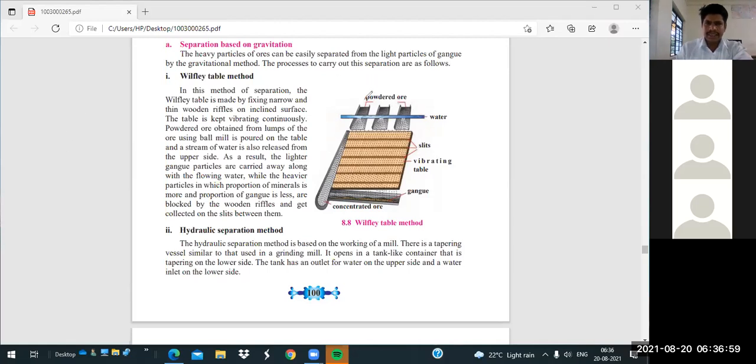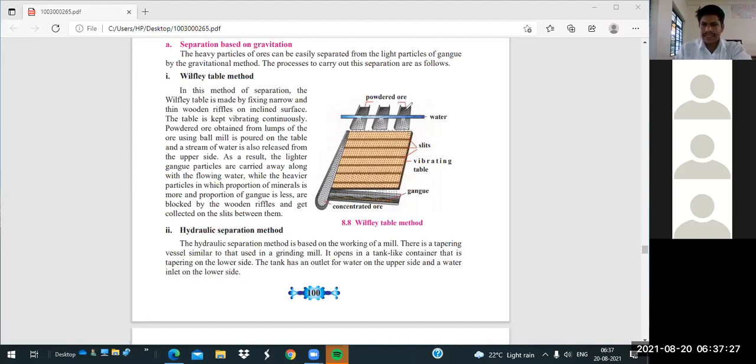So now we'll read this, you'll get it easily. The table is kept vibrating continuously. Powder obtained from lumps of the ores using ball mills is poured on the table, and a stream of water is also released from the upper side. As a result, the lighter gangue particles are carried away along the flowing water, while the heavier particles, in which the proportion of mineral is more and the proportion of gangue is less, are blocked by the wooden ripples and get collected in the slits between them.